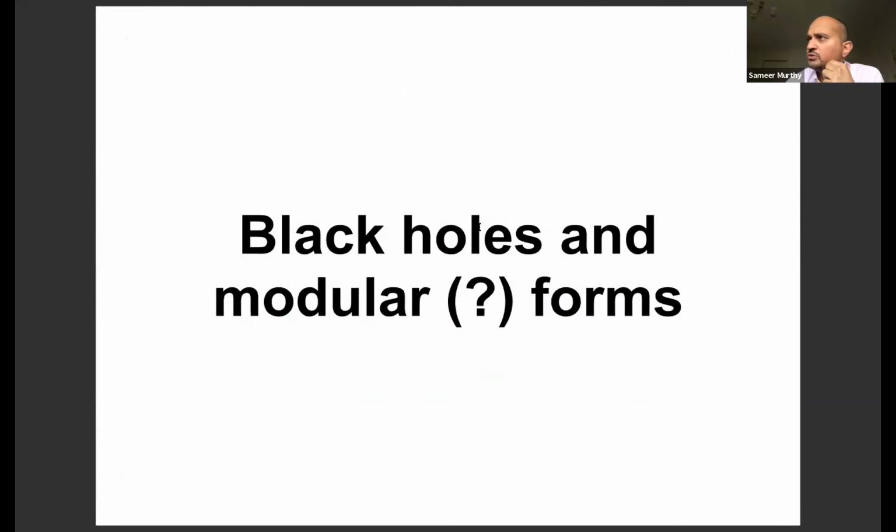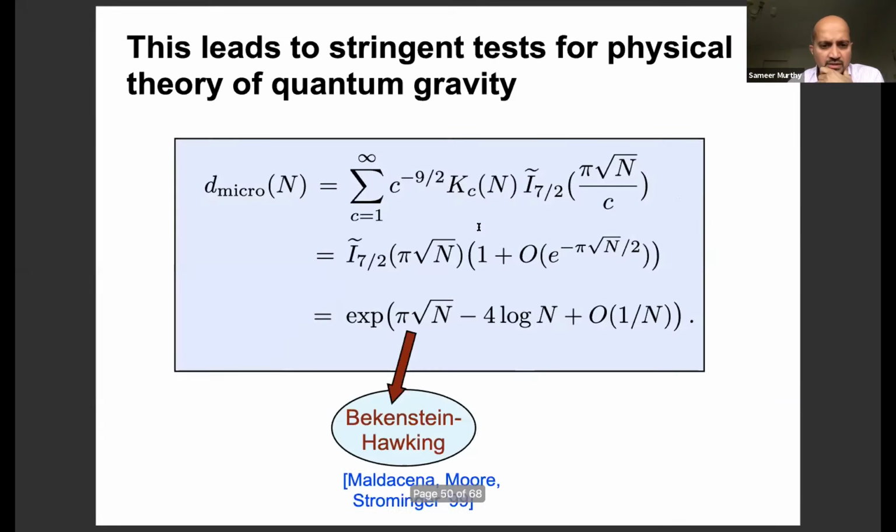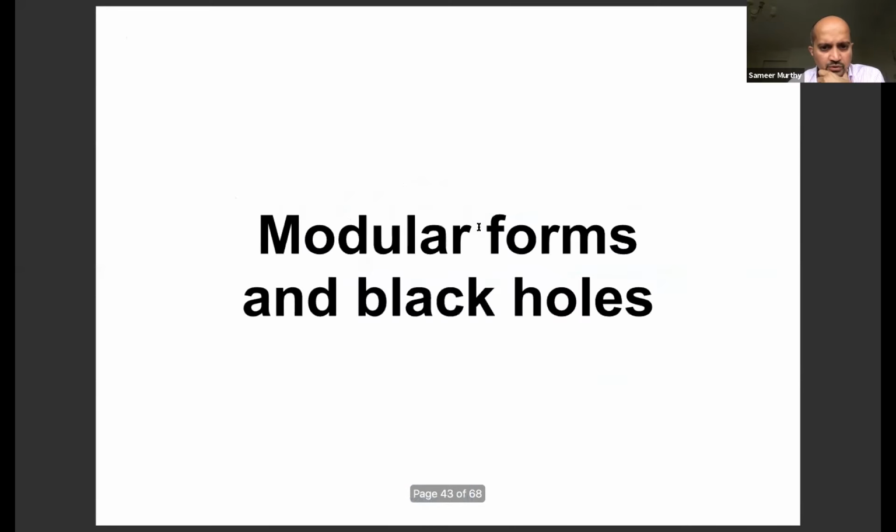Okay, so that was to show you that. The title here was modular forms and black holes, to tell you what modular forms buys you for physics.